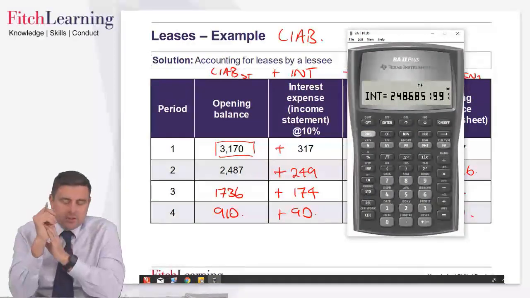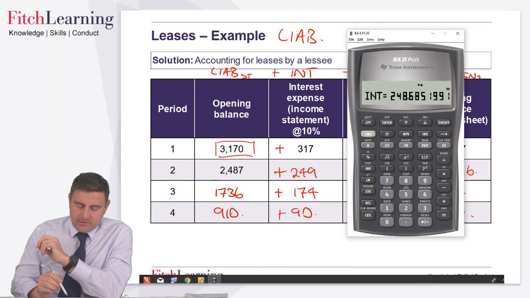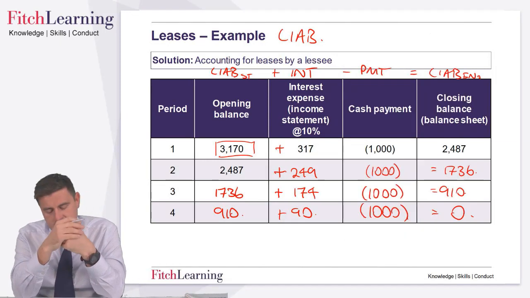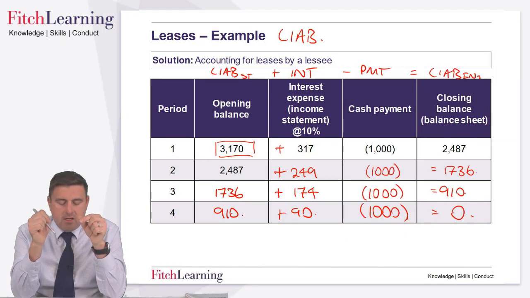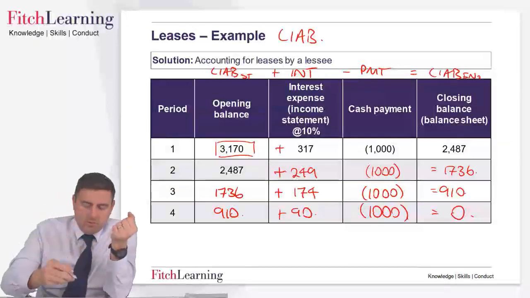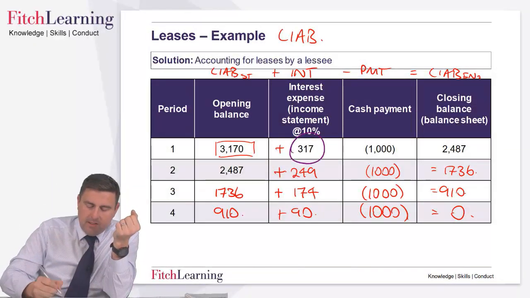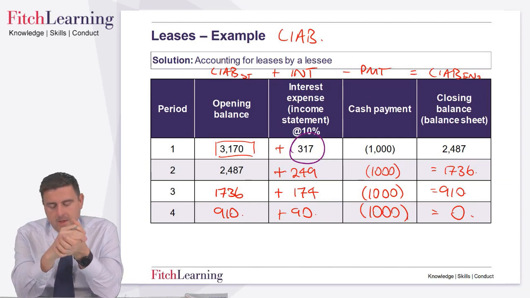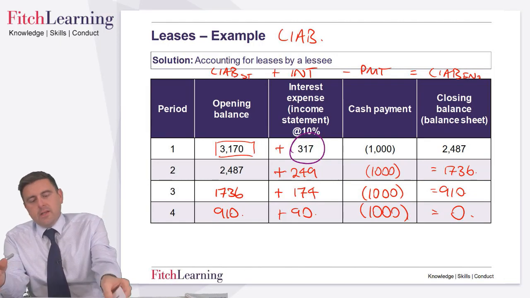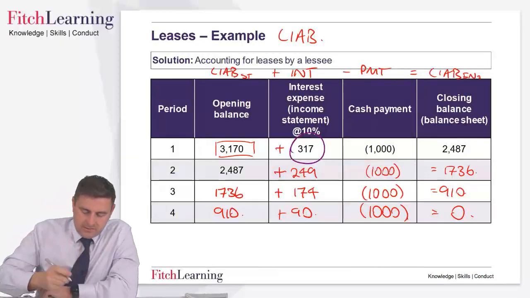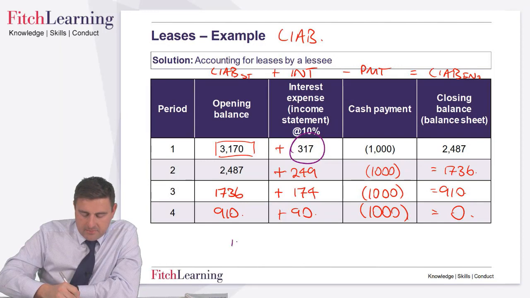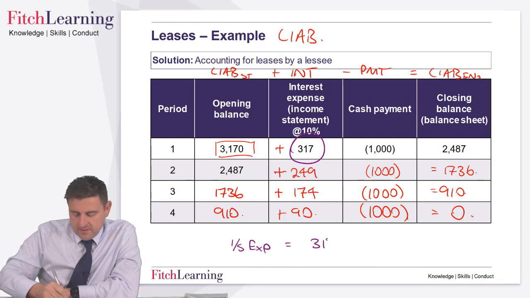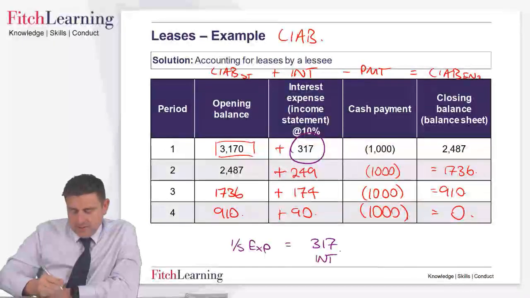Now, what I'm going to do very quickly at the end is show the last bit of this. That's the liability. Now, you're going to find that when you put interest into this, the liability grows by interest. Take year one of 317. That interest will be expensed through the income statement. All right. So you've got income statement expenses, right? Well, the first one you're going to have is 317, which is attached to the interest.